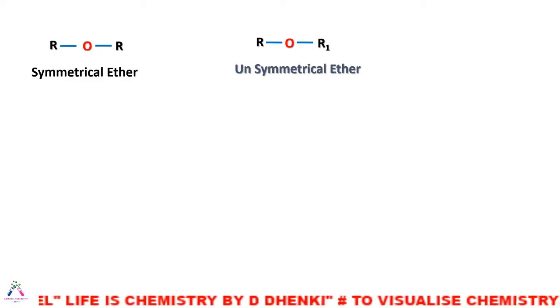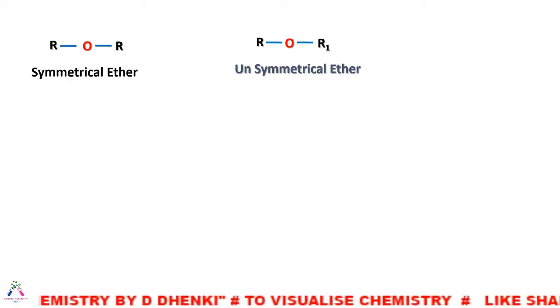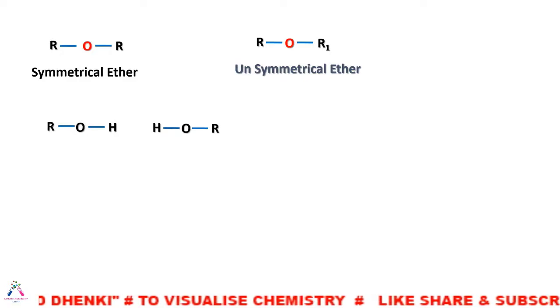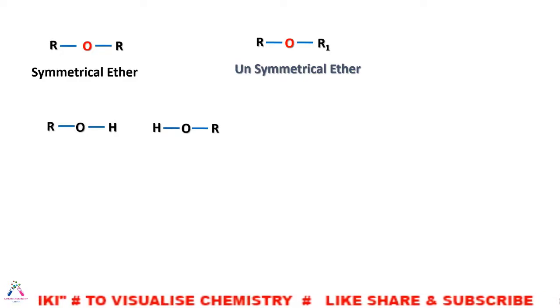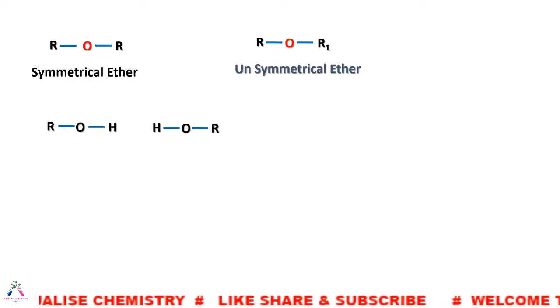We can prepare this symmetrical ether very easily from the alcohol. If we take the same type of alcohol, ROH, and dehydrate it at 140 degree centigrade temperature, we can easily prepare the symmetrical ether.